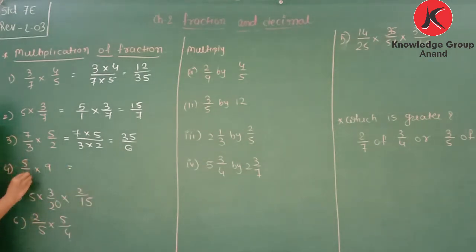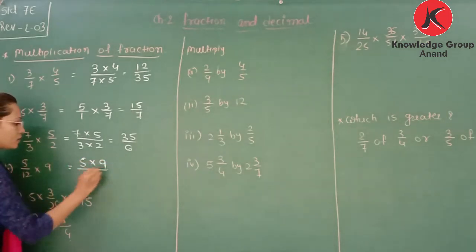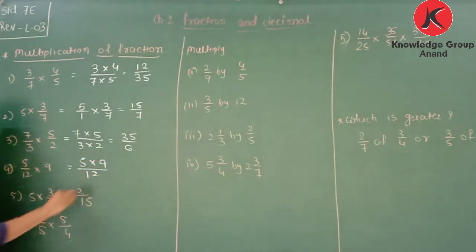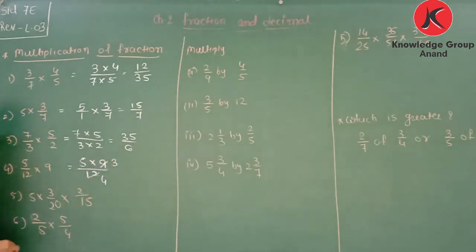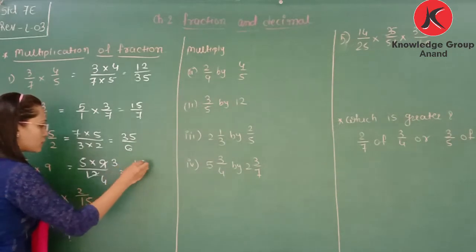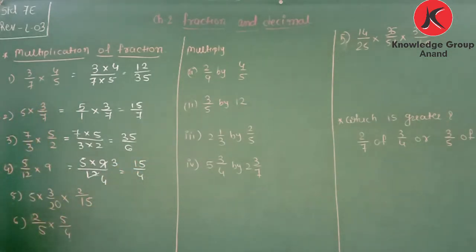Now next one, 5 by 12 multiply 9. It means 5 is multiplied with 9 divided by 12. So here 3 3s are 9, 3 4s are 12. You can cut the common factor. So 5 3s are 15 by this, this will be your answer. Clear? If there is a common factor between numerator and denominator, then you can cut the common factor.